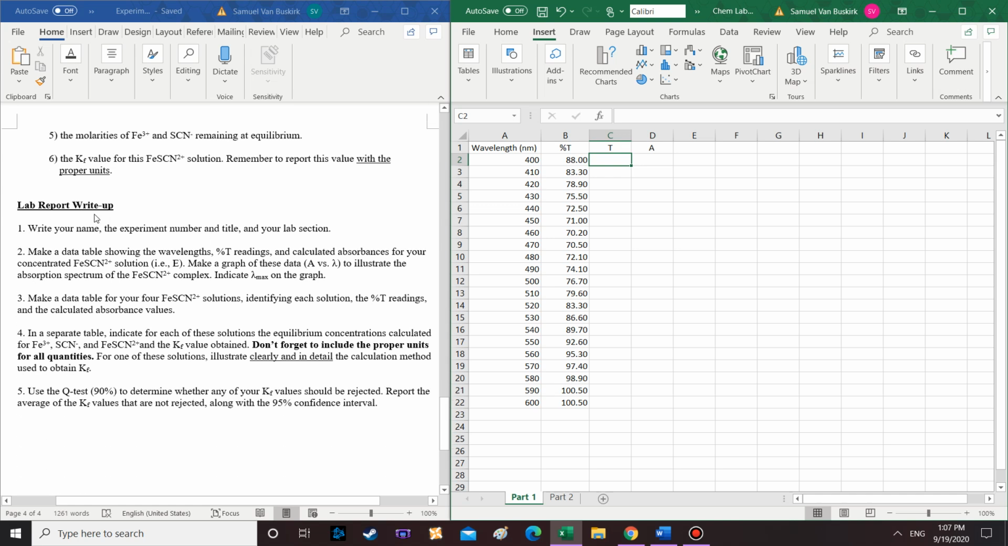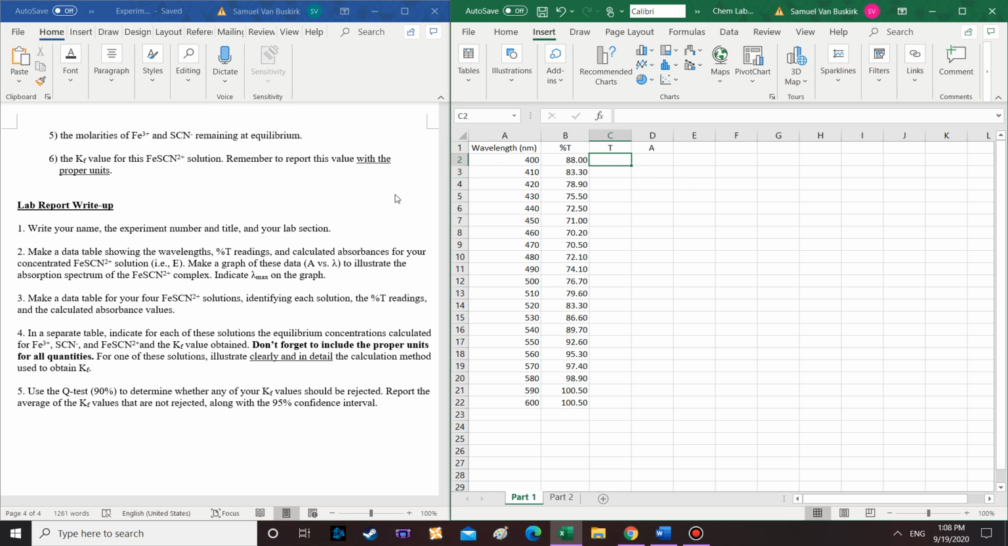So for the first part of your lab report, it wants you to make a data table for all of those %T values, which I have here, that you measured at different wavelengths. And then it wants you to calculate absorbance for it, show that in a data table, and then plot them in a graph. So we're going to do all of that, and I'll show you how to do it in Excel too, just to make it easy for you.